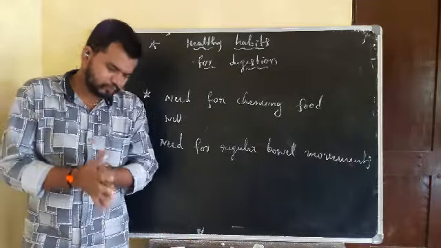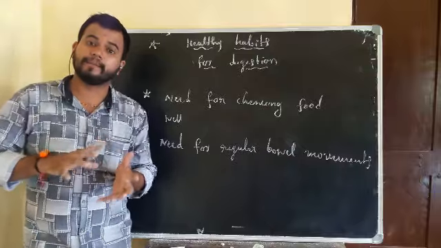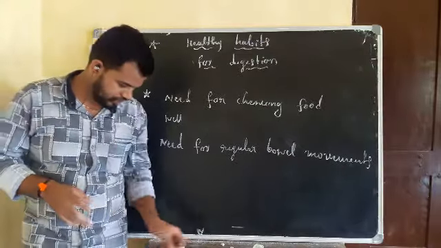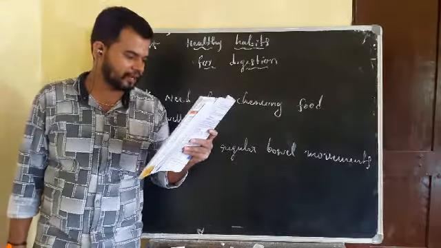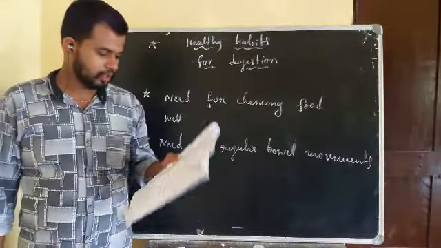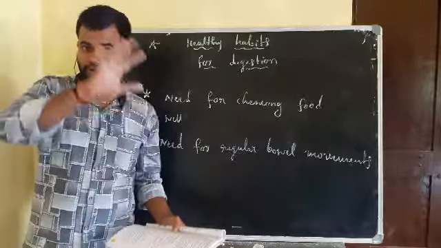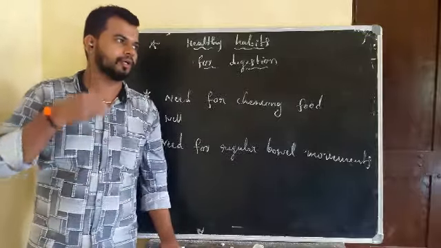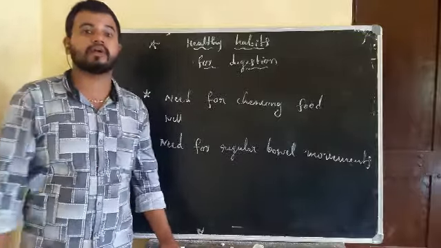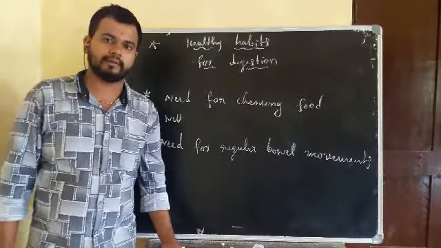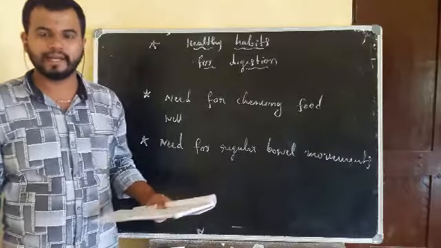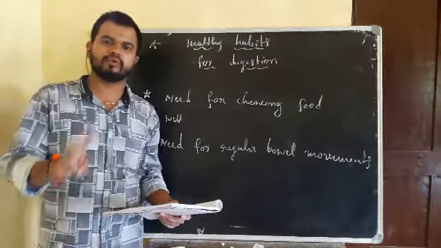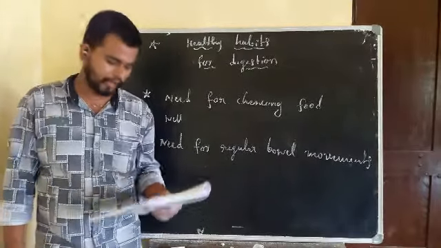This is called what? Bowel movements. First, regular bowel movements ensure that waste and toxins are eliminated from the body regularly. The process of going to the toilet and doing the excretion is called bowel movement. We have to go regularly every day. At least we have to do the excretion two times.